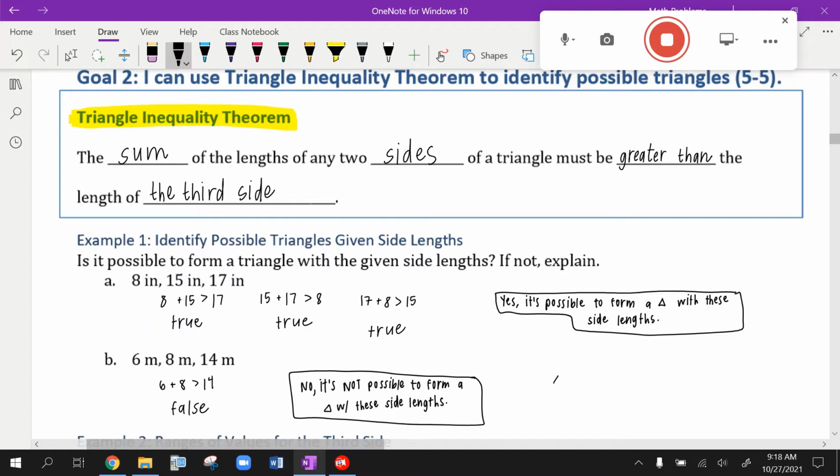For example, what might be happening is you have 6 and 8, and maybe this side can't reach over all the way to the 14, for example. It will not form a triangle all the way.